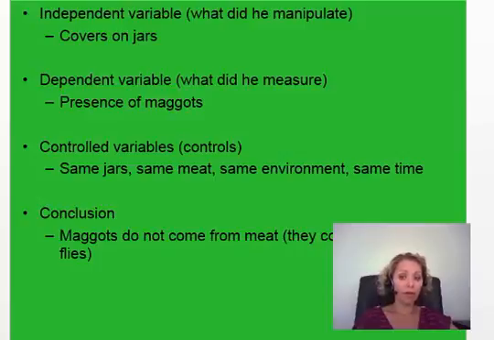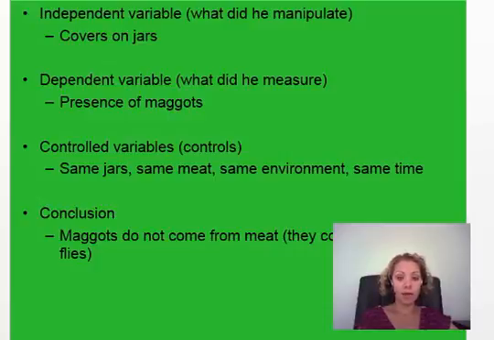The dependent variable, what did he measure? He measured the presence of maggots. The controls, well, he had the same jars, the same meat, the same environment, the same time. We could go on, the same temperature, etc. What was his conclusion? Maggots do not come from meat. They come from flies. So he was able to accept his hypothesis.